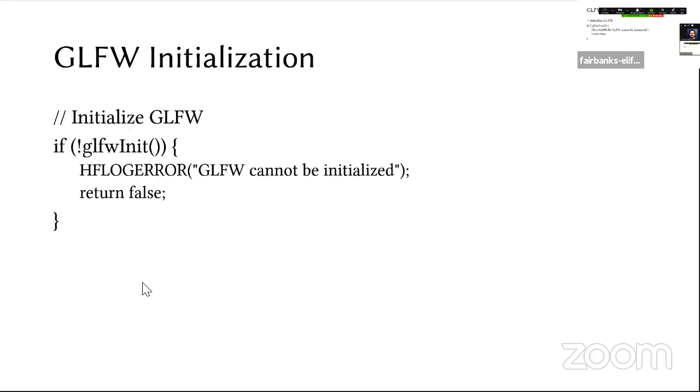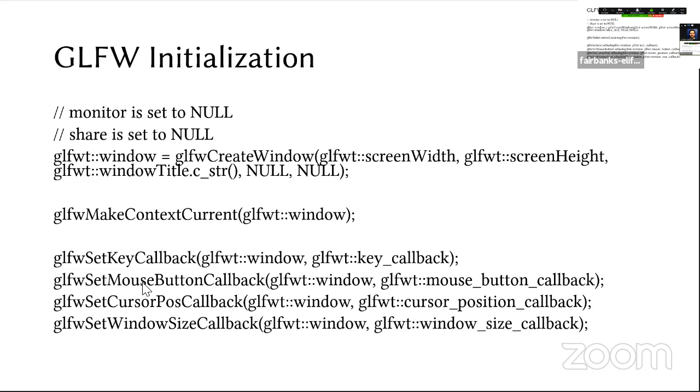And when we call the init function, the first thing we need to do is initialize the library. If it doesn't initialize, then something's probably very wrong with the configuration of your system, and it'll just say, okay, nope, we're not initializing anything, let's get out of here. However, if that does succeed, then we can go ahead and create a window. Over here, we can pass the width of the screen, the height of the screen, and the window title, and we don't need to set anything for monitor or share, so we set null for those.